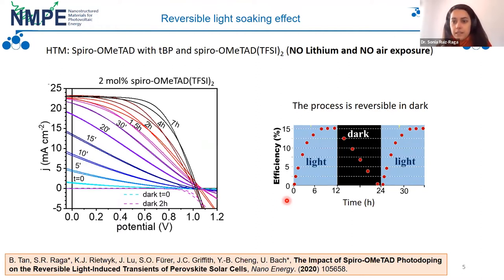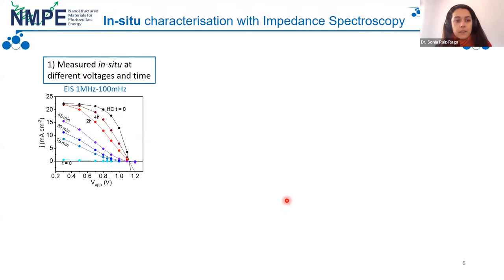So how can we study this phenomenon in real time? What we did was in situ measurements of impedance spectroscopy all over the IV curve. Each of these points is one separate impedance spectroscopy measurement. And we did this at different light soaking times. So we collected a lot of information over 7 hours of our solar cells. We also have a reference one, which is the highly doped spiro.